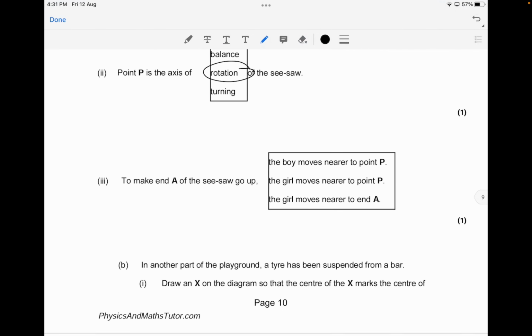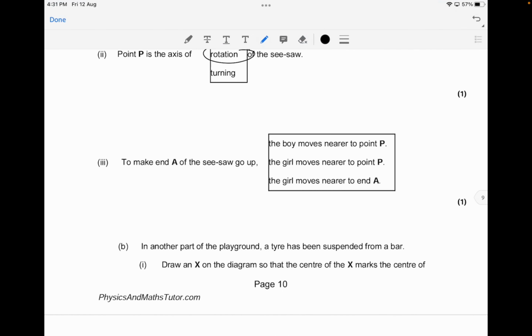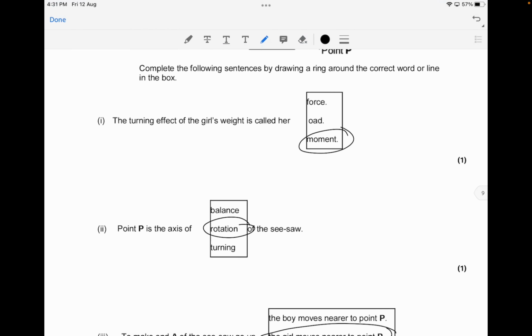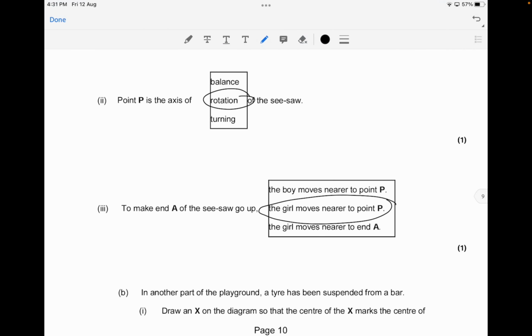Now, to make end A of the seesaw go up, you have to make the girl move closer to point P. That's the only way it's going to happen, to make the seesaw go up. So you have to make the girl move closer to point P.